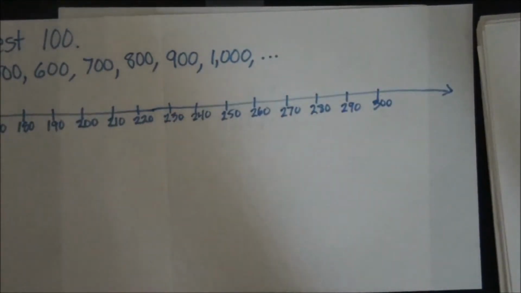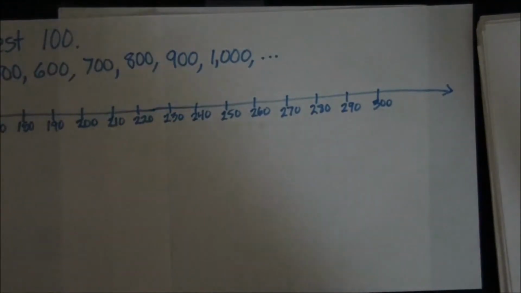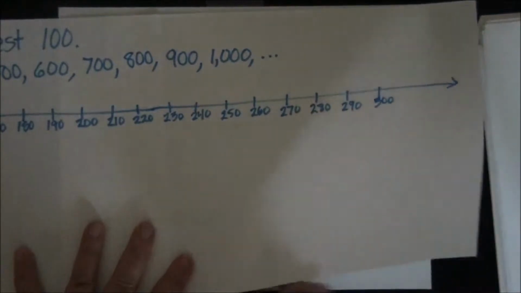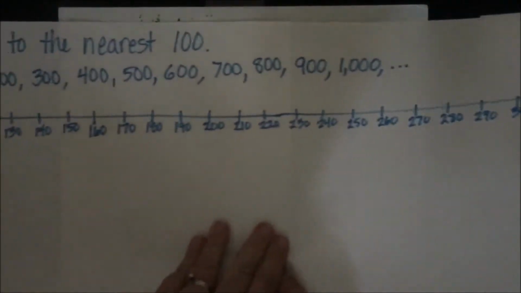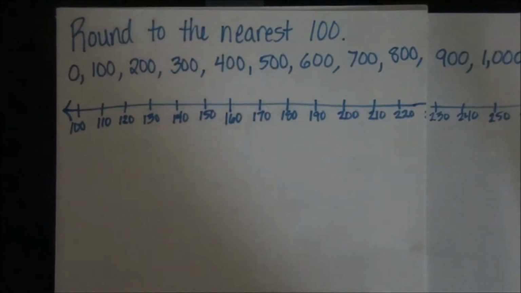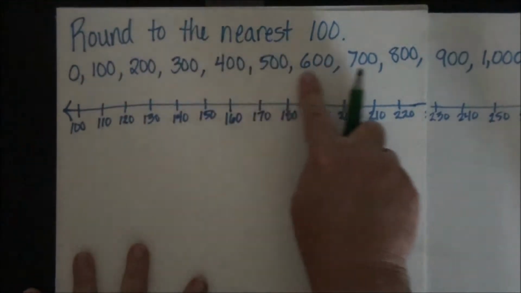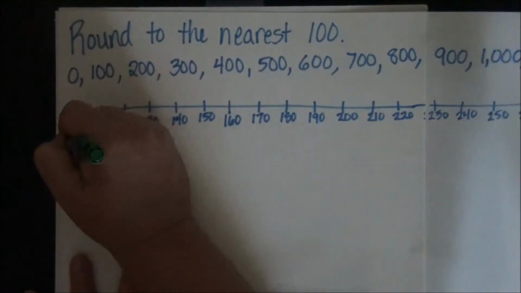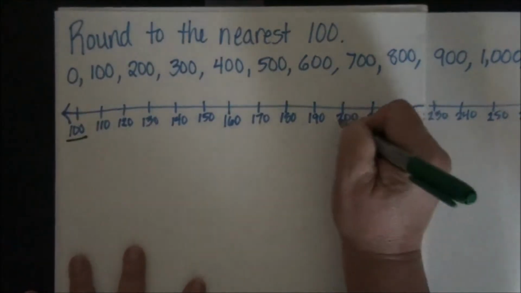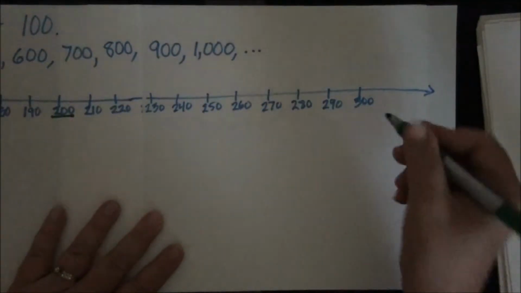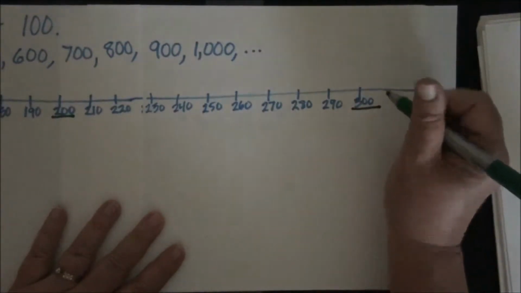I got it. Yay. Okay, now I'm going to underline. It's really important that we keep the correct symbols here. I'm going to underline my hundreds that I have in my skip counting up here. So I have 100, I have 200, and I have 300.